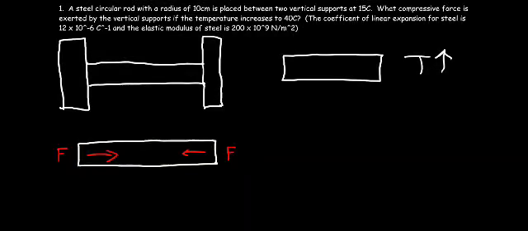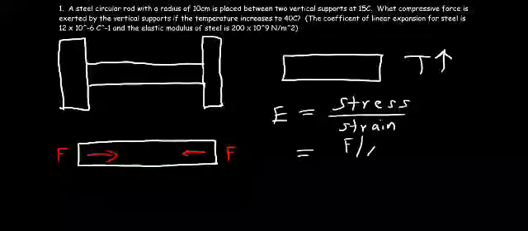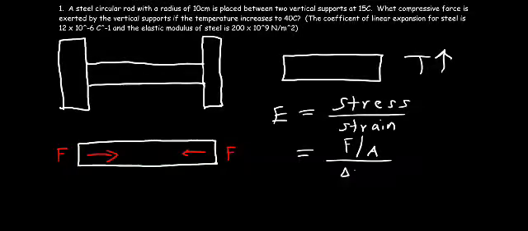So therefore, the vertical supports are under thermal stress. Keep in mind, stress is the force applied divided by the area. But in this example, we want to calculate the compressive force that is exerted by these vertical supports. So what equations can we use? Well, we know that the elastic modulus, also known as Young's modulus, is the ratio between stress and strain. And stress is defined as force divided by area. Strain is the change in length divided by L0.